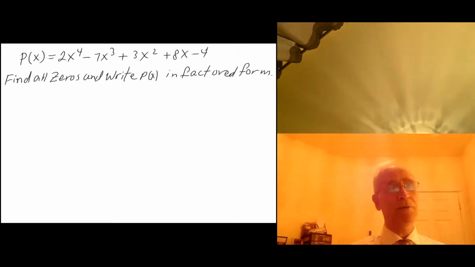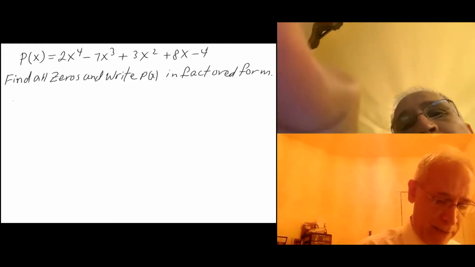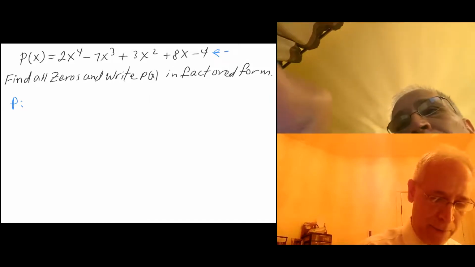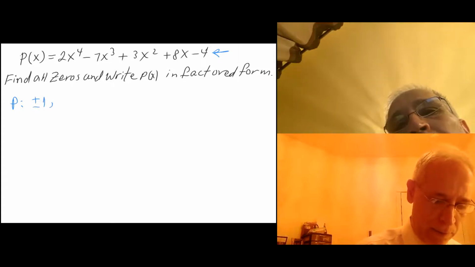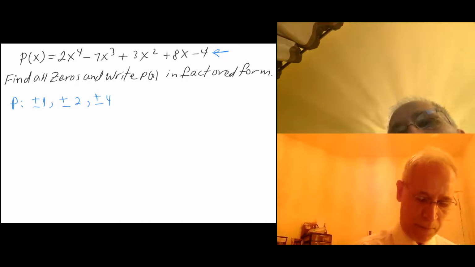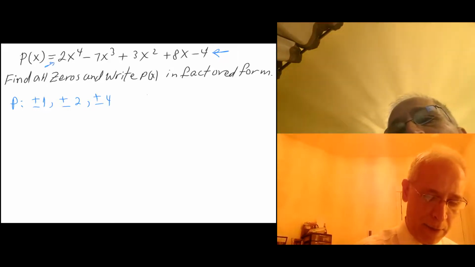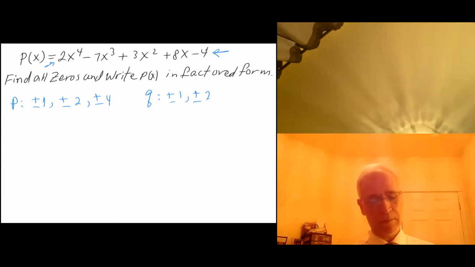Well, the first thing that we need is to identify p and its factors. Well, p is right here. Factors of 4 are plus and minus 1, plus and minus 2, and plus and minus 4. And factors of q, q being 2, are plus and minus 1, and plus and minus 2.